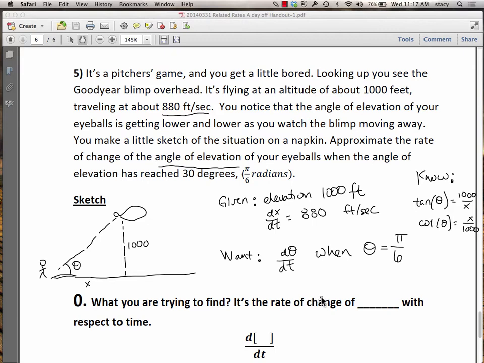Taylor J., are you here? No? Lauren? Kaiser? How do I get from what I know to what I want? Take the derivative of both sides with respect to time. Finally, calculus, right? We haven't done any calculus yet, so we got to do calculus now. So which one did you want to use, the tangent or the cotangent? Cotangent? Okay, so what is the rate of change of cotangent of theta with respect to time?